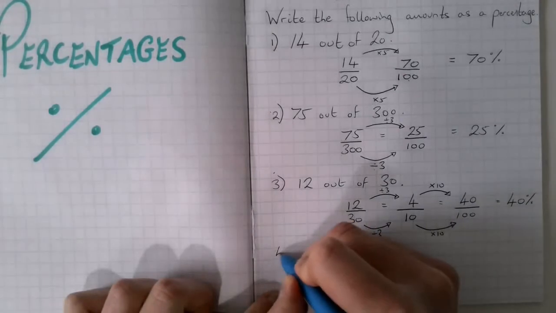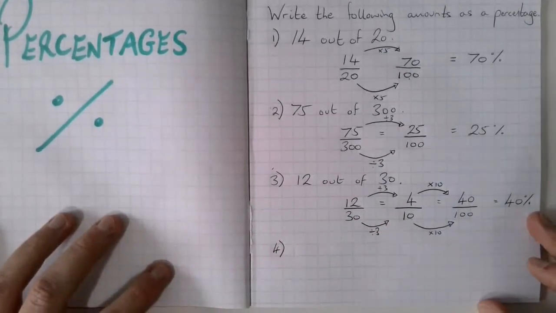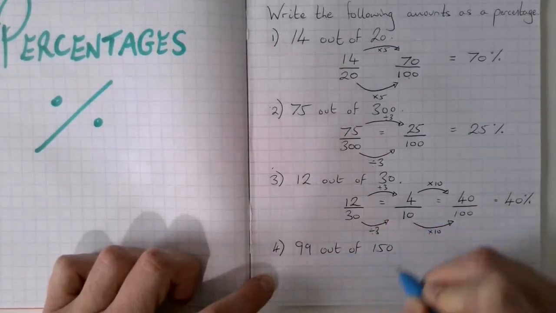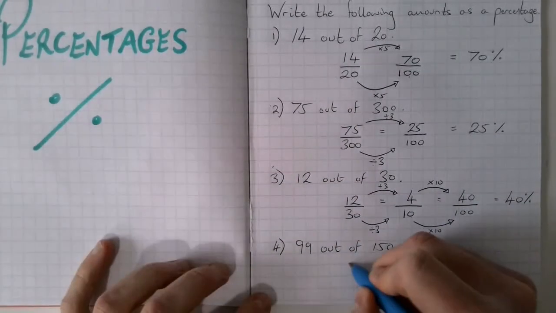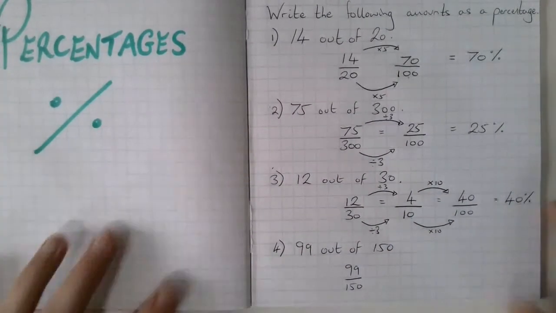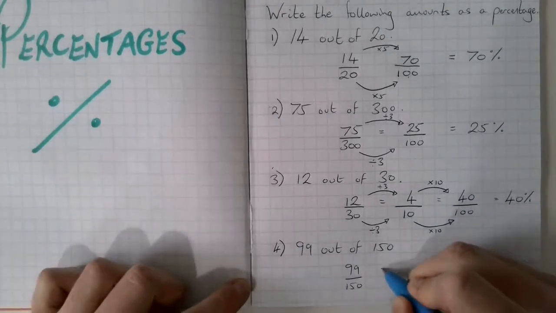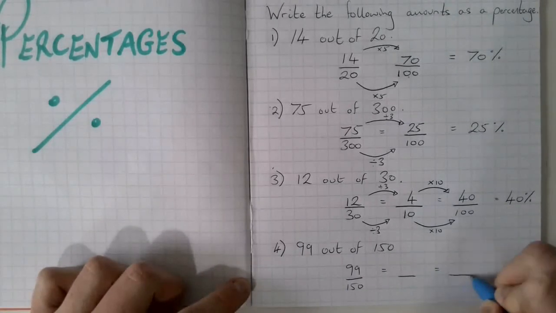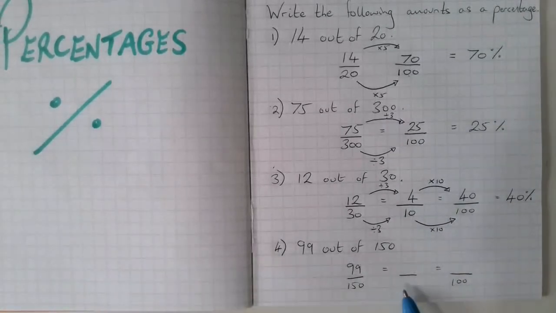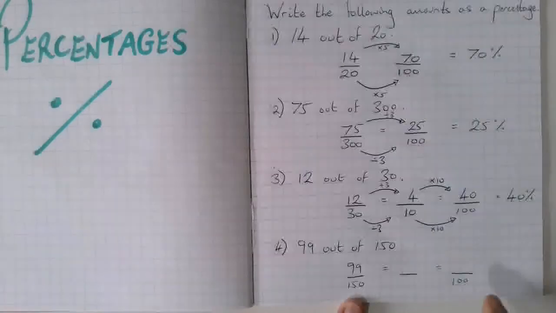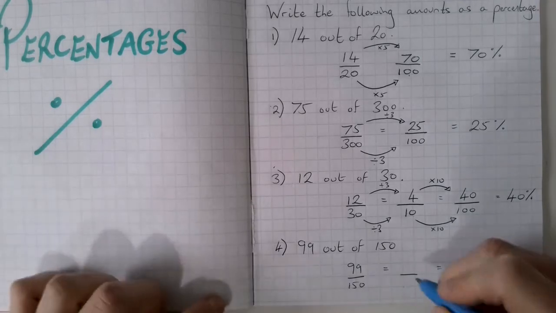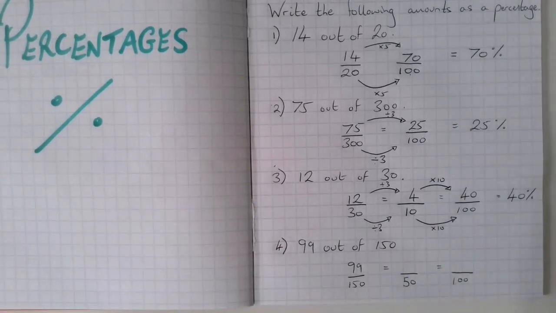So I'm going to do one more example for this part of the lesson, and I'm going to do 99 out of 150. So this time I can't simply divide 150 by a number to get 100, so I'm going to need to do a middle step before I get to my fraction over 100. So again, what number goes into both 150 and 100? Well, I could use 10, I could use 25, but I'm going to use 50.